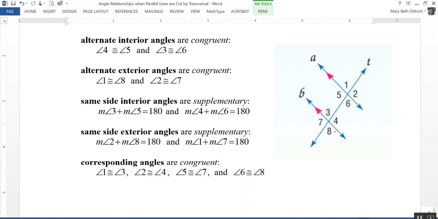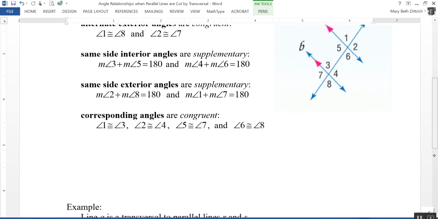And then corresponding angles are congruent. So for example, 1 and 3 are a pair of corresponding angles, called corresponding because they're on the same side of the transversal T and they're both on the same side of the parallel line. They're both kind of to the up and right of each line that is parallel. So 1 and 3 are corresponding, 2 and 4 are corresponding, 5 and 7, 6 and 8. They're kind of in the same orientation with respect to the lines, and corresponding angles are going to be congruent to each other. So let's take a look at one example here.